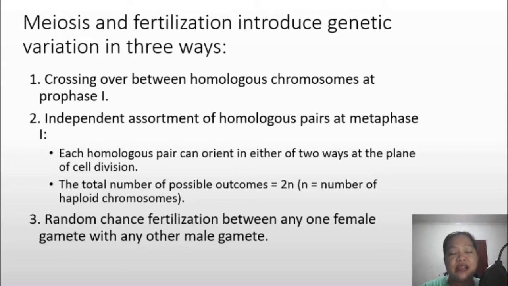Second evidence for being unique from each other, independent assortment of homologous pairs at metaphase 1. So each homologous pair can orient in either of two ways at the plane of cell division, and the total number of outcomes is 2^n. So n is equal to the number of haploid chromosomes.